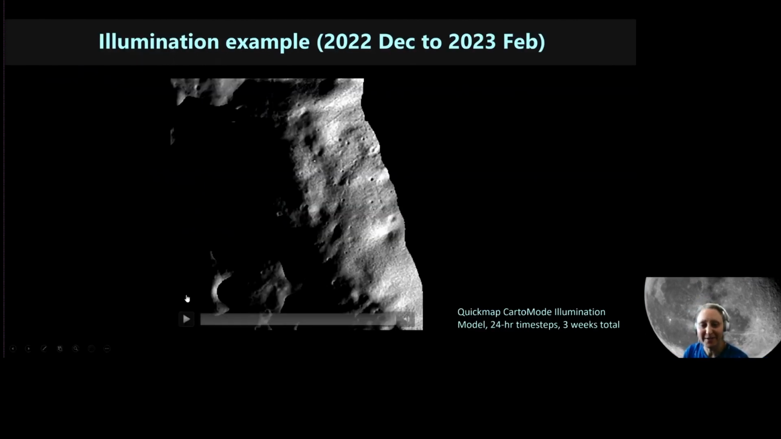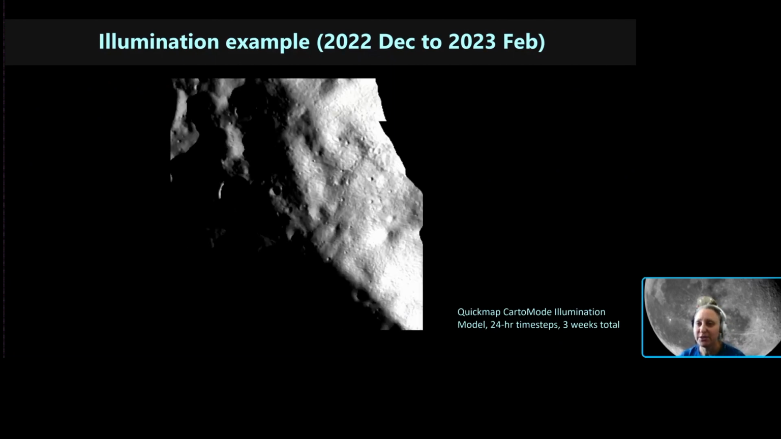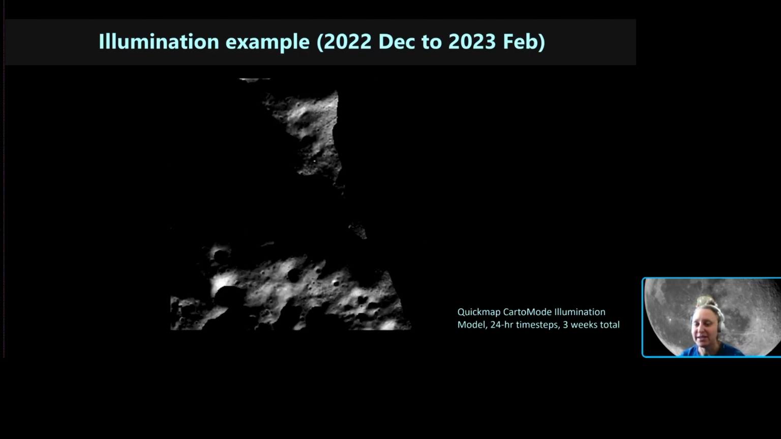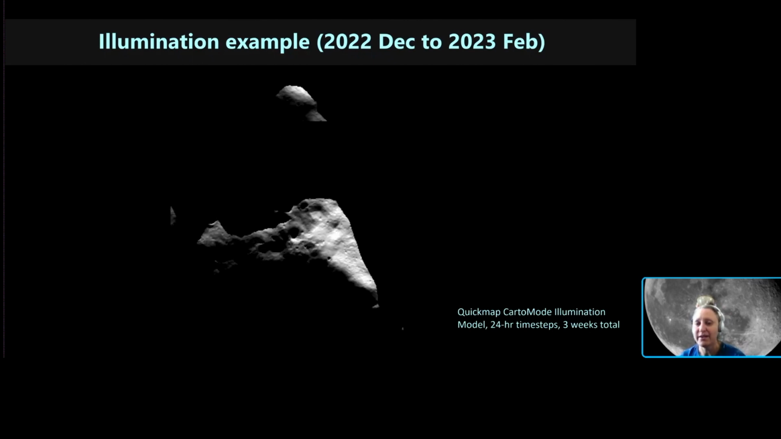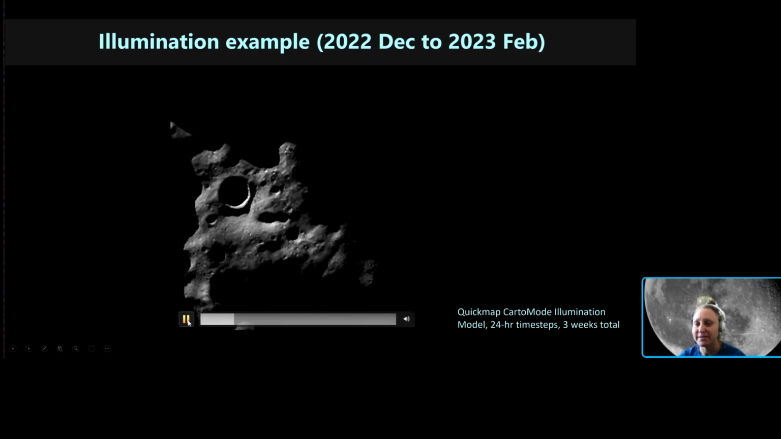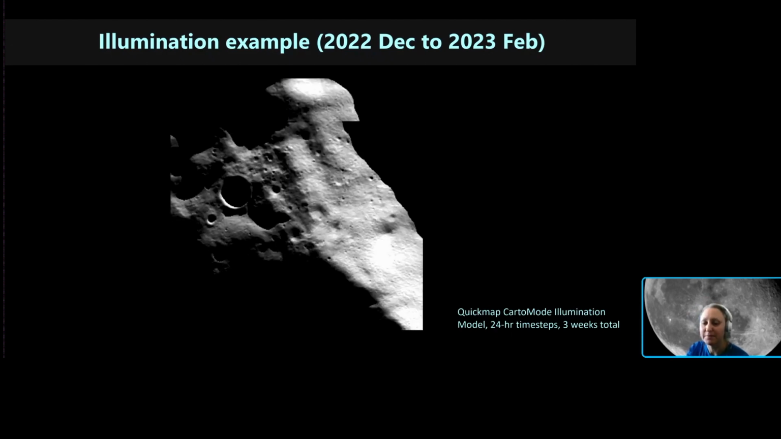So here's my little animation. This is basically the same thing, just an animation to show you that the lighting does change relatively quickly for the different regions. So inside Faustini, that ridge and the crater area, they aren't usually illuminated at the same time. And those are the same 24-hour time steps.